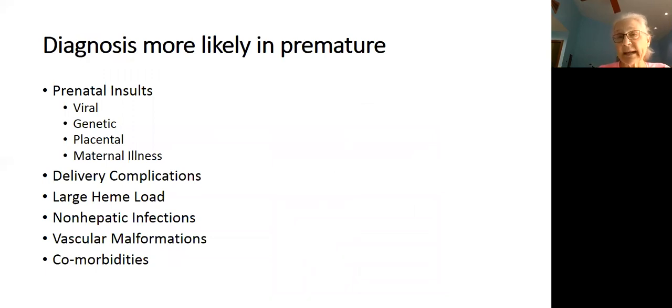So what things are more likely in the premature infant? Prenatal insults, viral, genetic, placental, maternal illness. Certainly complications of delivery can give shock and liver disease that should get better with supportive care. A large heme load is important. Non-hepatic infections are often a cause. We look for vascular malformations and then other comorbidities.